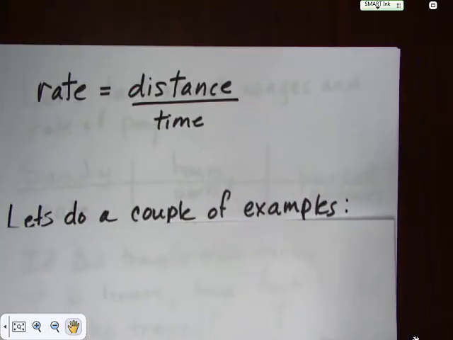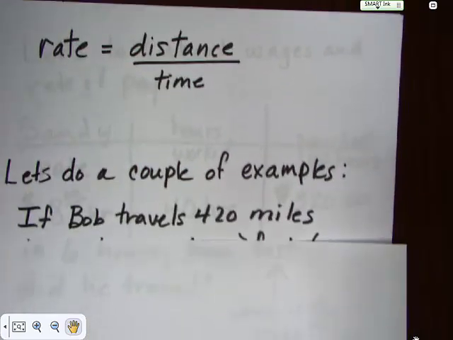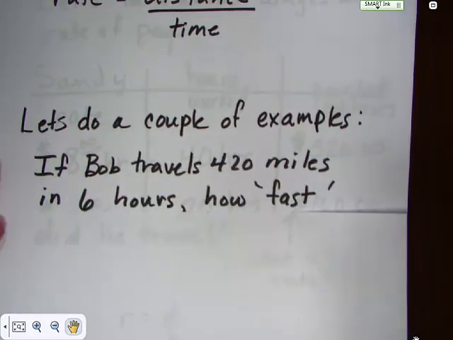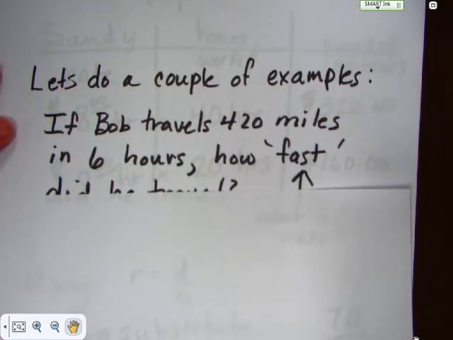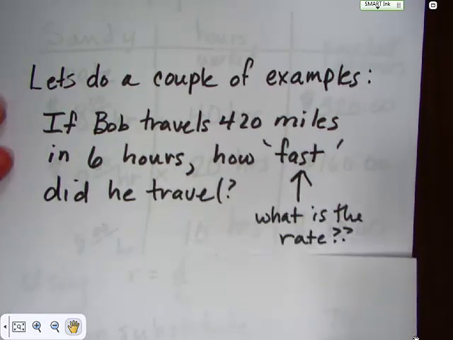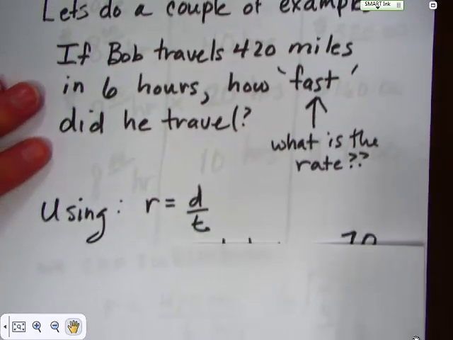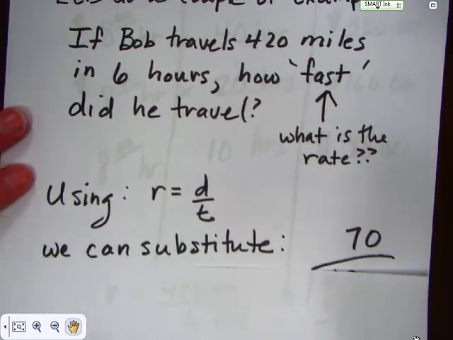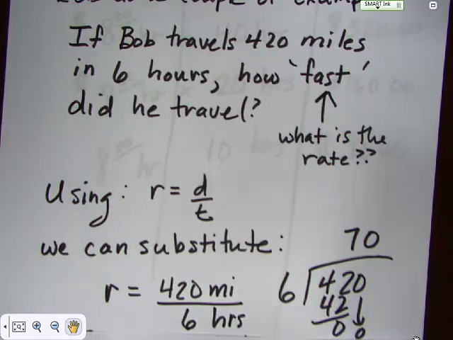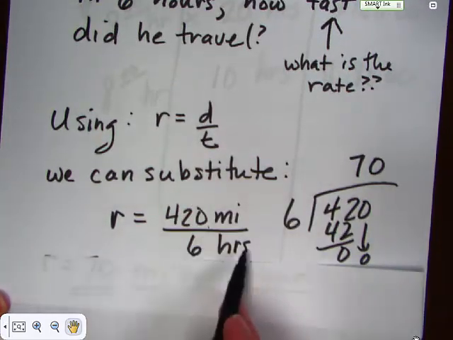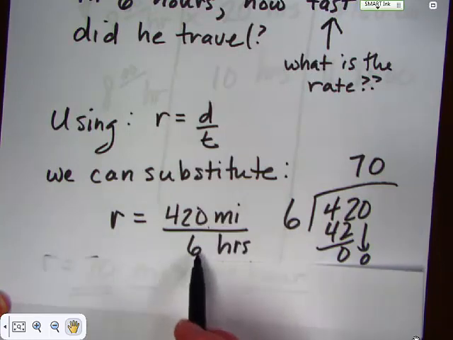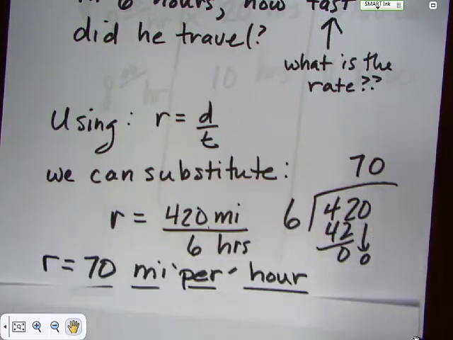Okay, so looking at our next, we have some examples we're going to do here. We have rate equals distance divided by time. Let's do examples. If Bob travels 420 miles in 6 hours, how fast or what was his rate of travel? Okay, well that's pretty easy. Using rate equals distance divided by time, we can substitute. So we substitute 420 for the distance, 6 for the number of hours. If he traveled 420 miles in 6 hours, we divide, we get 70. And therefore the rate is 70 miles per hour.